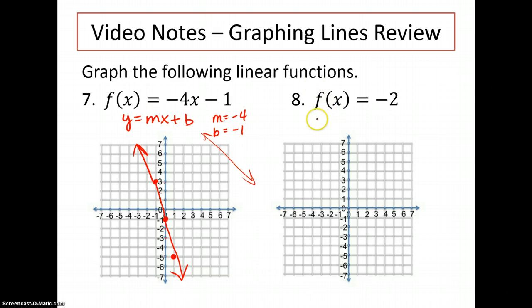And number 8, how do you graph this line again? F of x just means y, so y equals negative 2. You should remember that y equals a number is a horizontal line. Horizontal line at negative 2 right here, so there's our line.